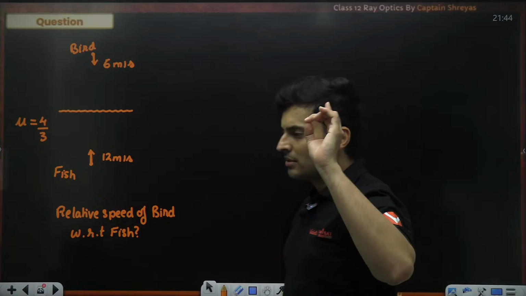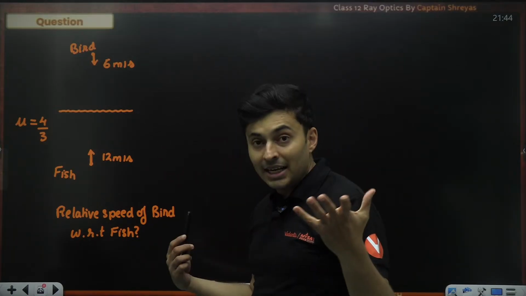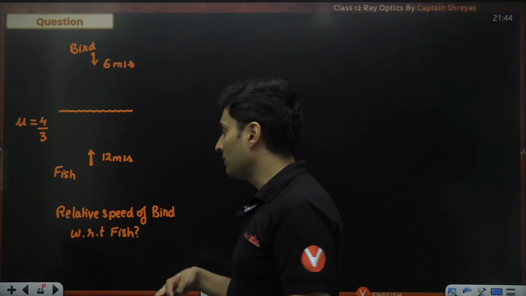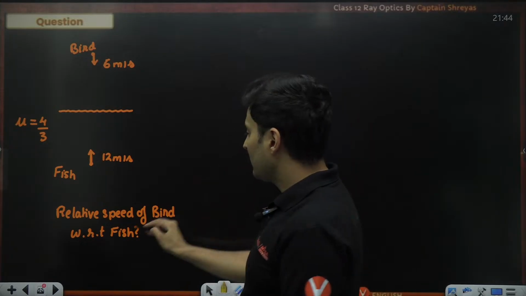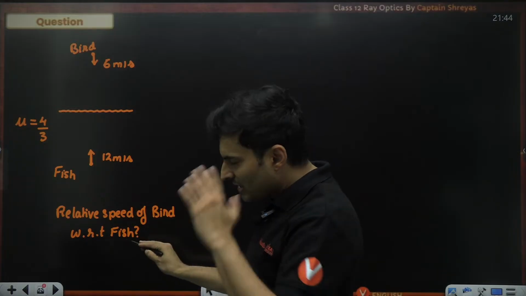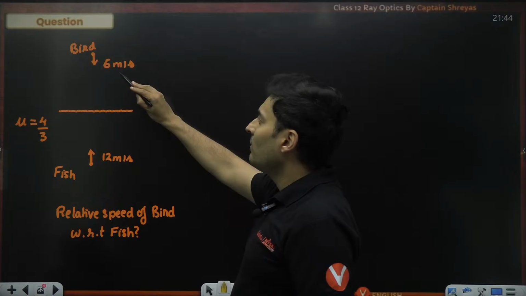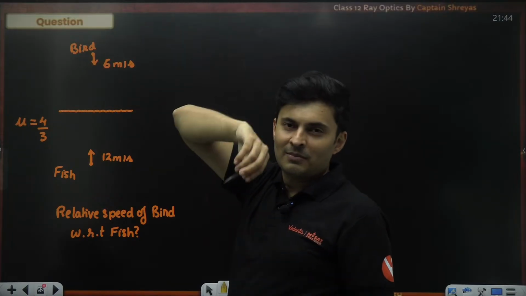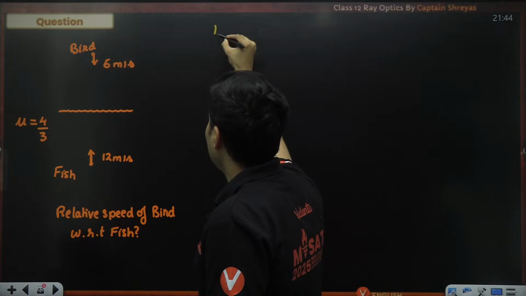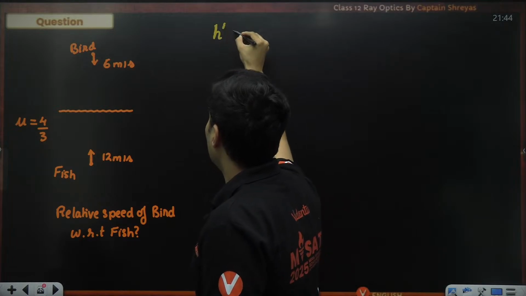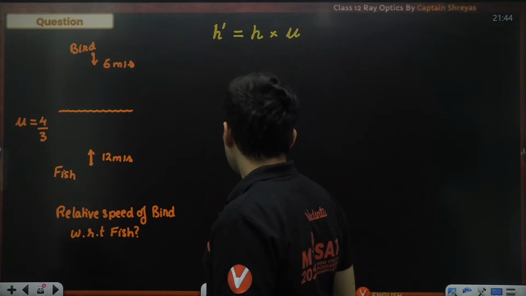These kind of questions, you need to be very, very careful. Are you going to see apparent height or apparent depth? You need to understand that first. Because the observer is the fish and the object is the bird, the bird will always appear to be farther away. So the apparent height of the bird will be actual height multiplied by mu.